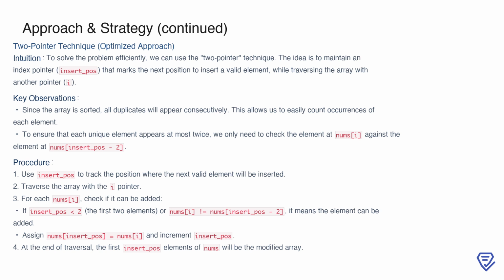To ensure that no element appears more than twice, we can compare the current element at nums[i] with the element at nums[insert_pos - 2]. If the current element can be added, either because we're filling one of the first two positions or because it doesn't match the element 2 steps back, we assign it to the insert_pos position and then increment insert_pos. By the end of this traversal, the first insert_pos elements of the array will form the modified result, satisfying the problem's constraints.